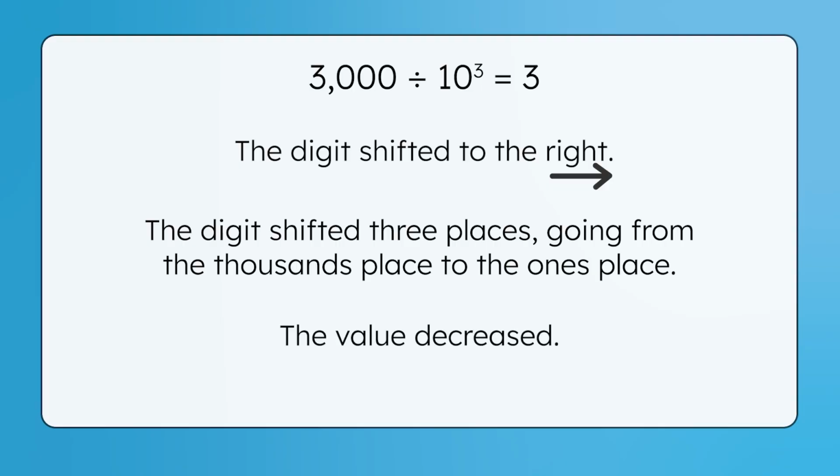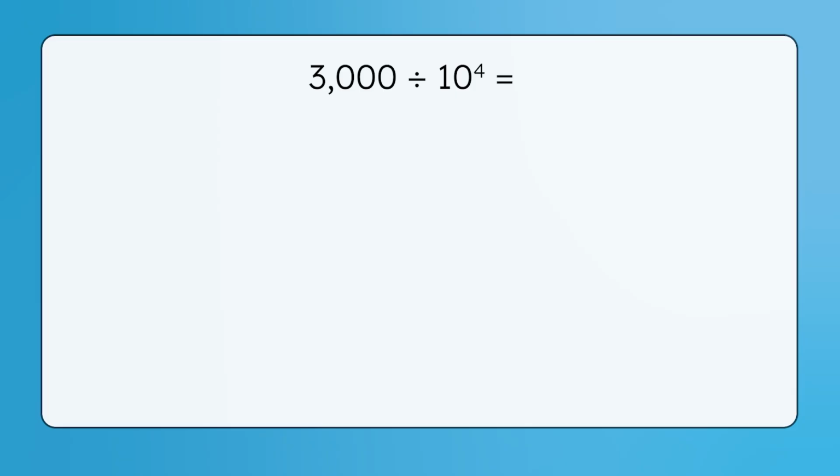When we divided by a power of 10, the effects were the opposite of what happened when we multiplied. What do you think would happen if we divided 3,000 by 10 to the fourth power instead of 10 to the third power? That would mean the digit shifts 4 places to the right, but we've run out of whole number places. So where does it go? It keeps moving into the decimal places. When we divide by a large power of 10, the digits don't disappear. They move into smaller and smaller place values.